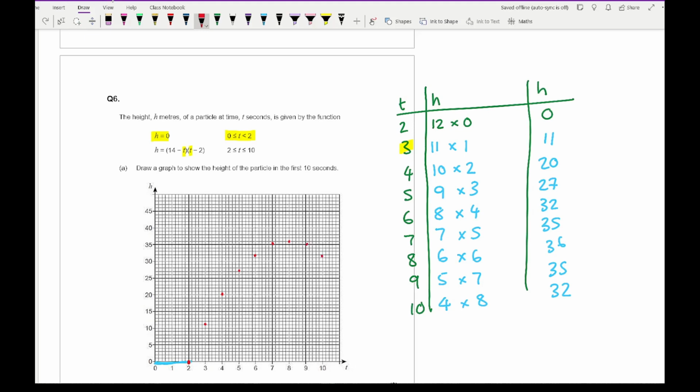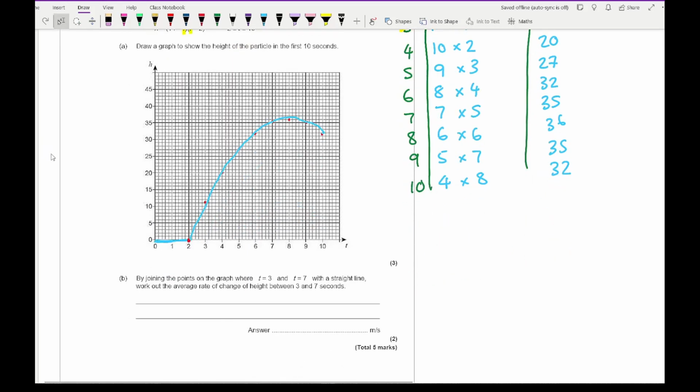And then what I then need to do is, as accurately as I can, join those points up. And again, apologies in advance, this will look a little bit podgy. And there we go. So that's how we draw a function graph.